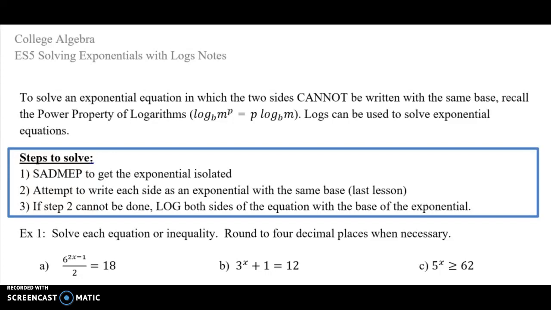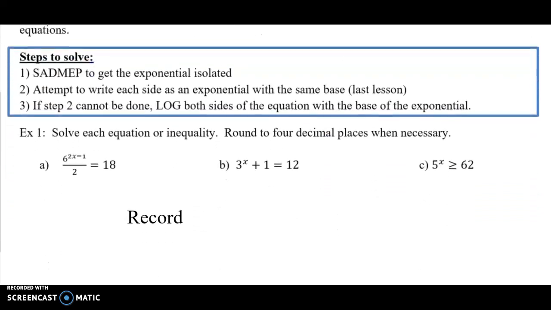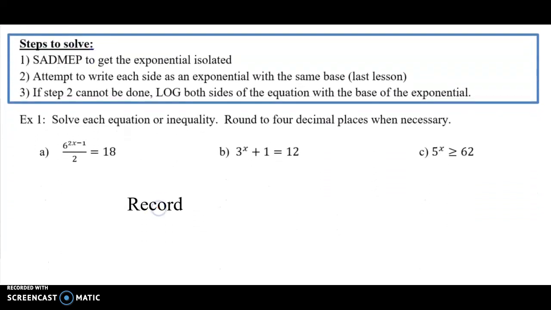So we're going to use that today to help us solve exponentials that cannot be rewritten with the same base. Starting on example 1, first of all, you always need to get the exponential by itself. That's always the first step. If that whole left side is being divided by 2, multiply both sides by 2. So those cancel. We get 6 to the 2x minus 1 equals 36.